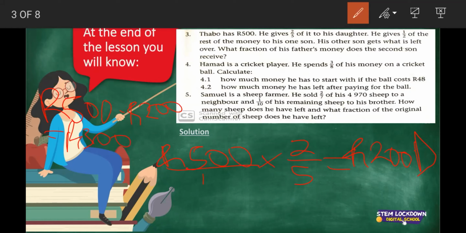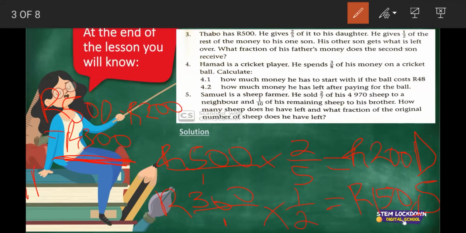So let's calculate the amount for his first son. We are no longer using 500 because the money has decreased. The remaining money now is 300, not 500. 300 over 1 multiplied by 1/2. So when we do this one, we must get half of 300. And half of 300 is 150. So the first son will get 150, right? And he had 300, so the first son has already taken 150.